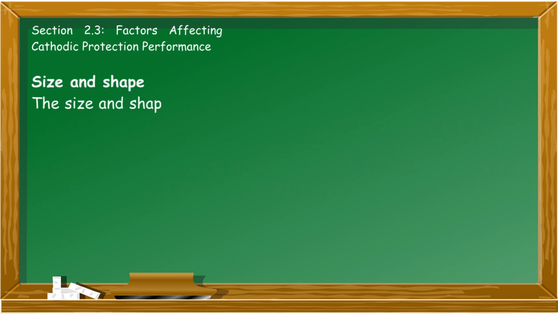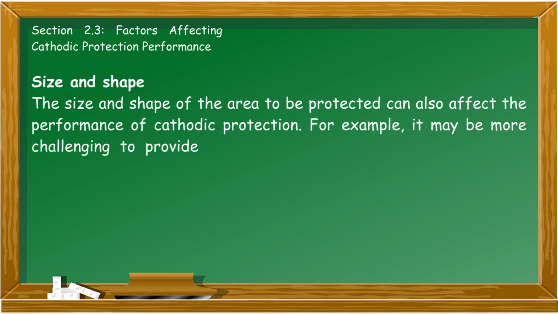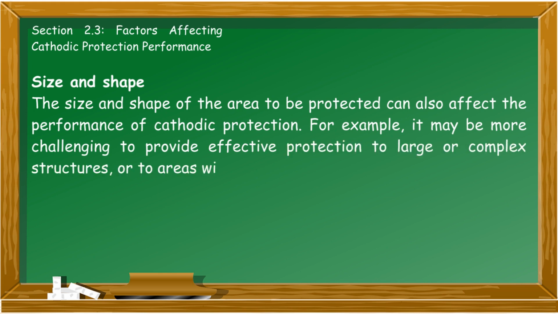Size and shape. The size and shape of the area to be protected can also affect the performance of cathodic protection. For example, it may be more challenging to provide effective protection to large or complex structures, or to areas with sharp corners or irregular shapes.